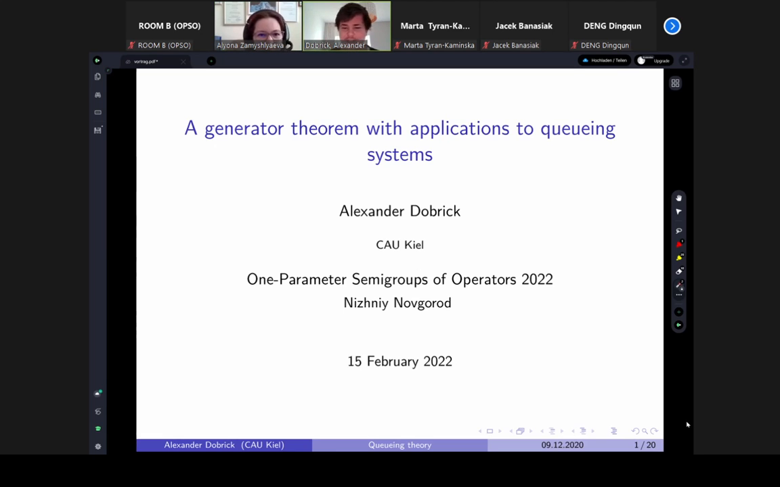Thank you very much for the opportunity to talk here. Actually, the generator theorem I will talk about is more or less the same that Marta Tyran-Kaminska talked about a few minutes ago. But I'm from a functional analysis background, so I had a slightly different view on the theorem. My main motivation was to apply it to queuing systems.